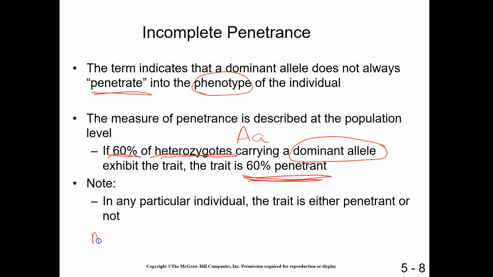So penetrance is measured using the heterozygotes population. And the good deal about that is that it's always going to tell you what that big A is doing.